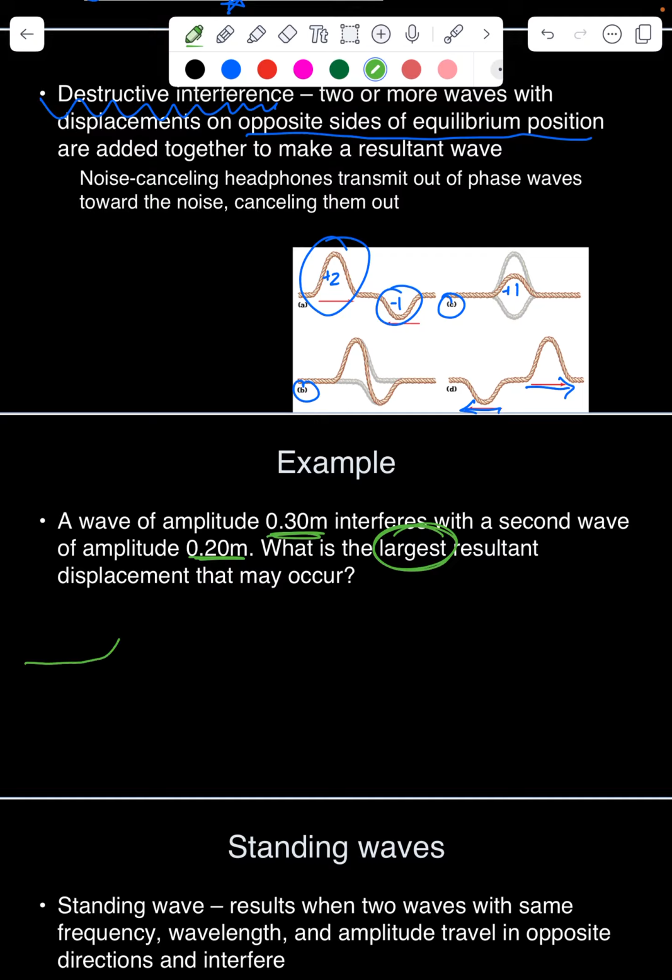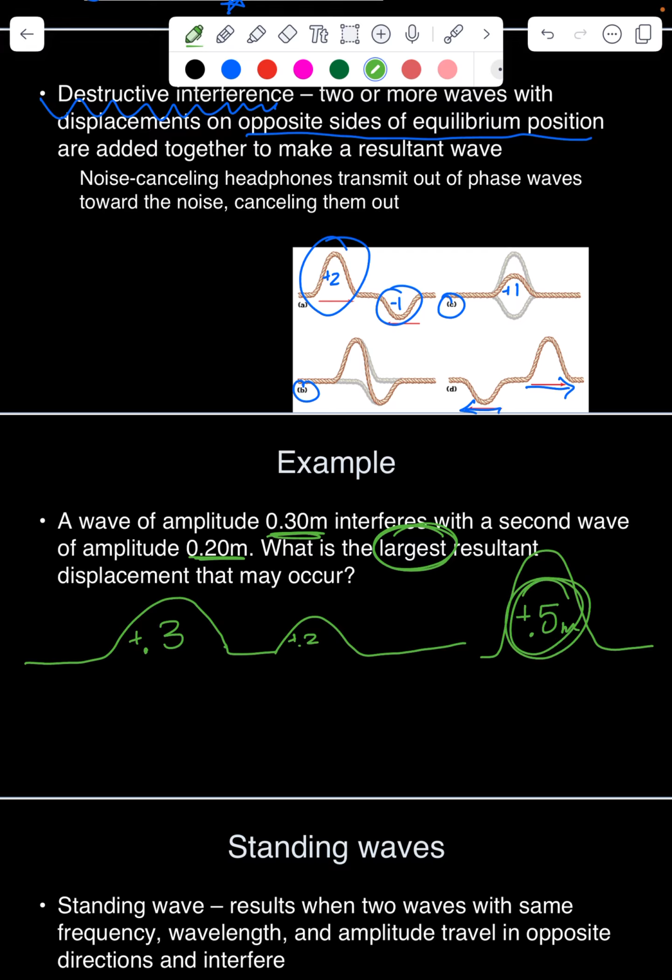So here we'll have our 0.3, and then over here, coming from the opposite direction, we'll have our 0.2. Both of these are crests, so they're both going to be positive. Whenever they combine, they're going to form a larger crest that has an amplitude of 0.5 meters. We just add them together. So our largest resultant displacement, our largest amplitude, will be that plus 0.5 meters.